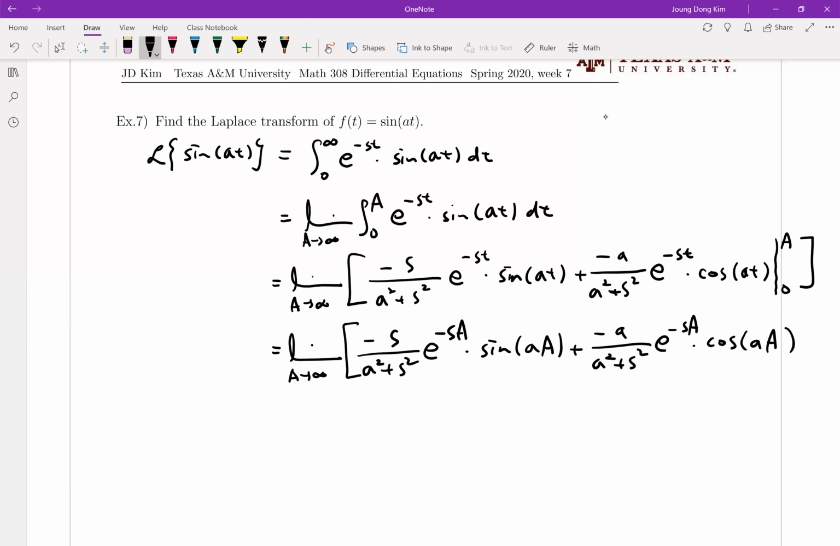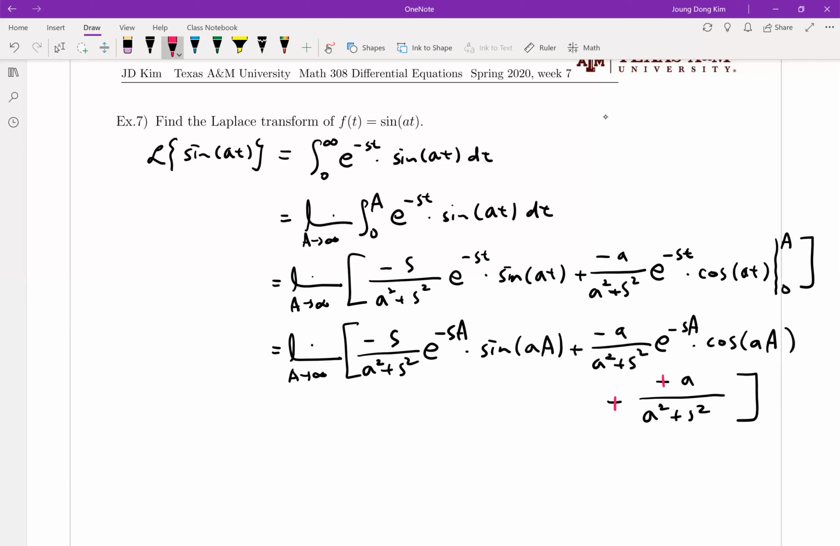But this is easy. When you plug in 0, the sine of 0 equals 0, so you are not going to have this first part. When you plug in 0 here, e to the 0 is 1, and cosine 0 is also 1. So the second part is just minus a over a squared plus s squared. You're going to subtract them: minus a over a squared plus s squared. That's it. Since there are two negatives, we can change it to positive. We're almost there.